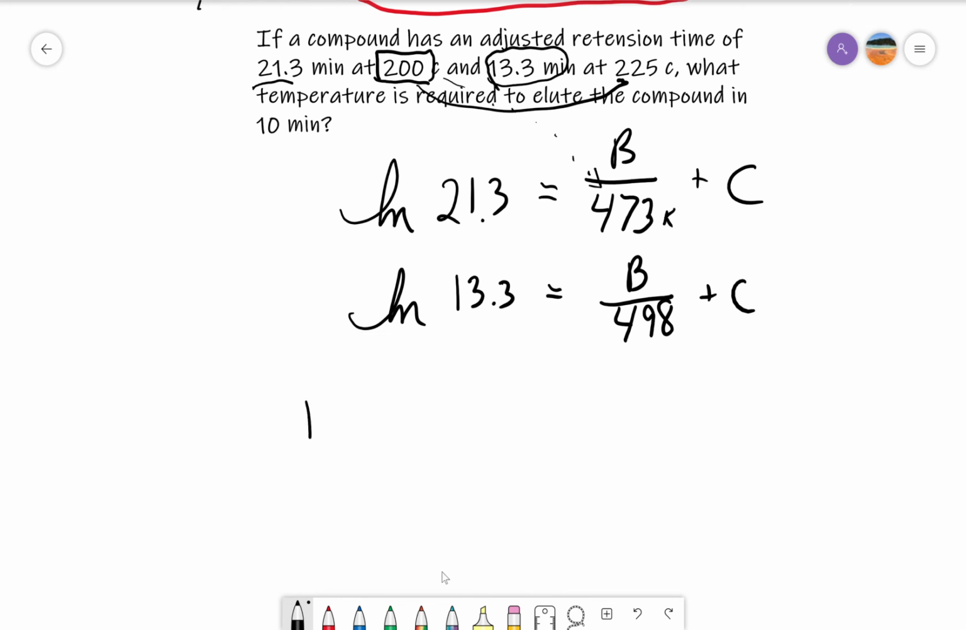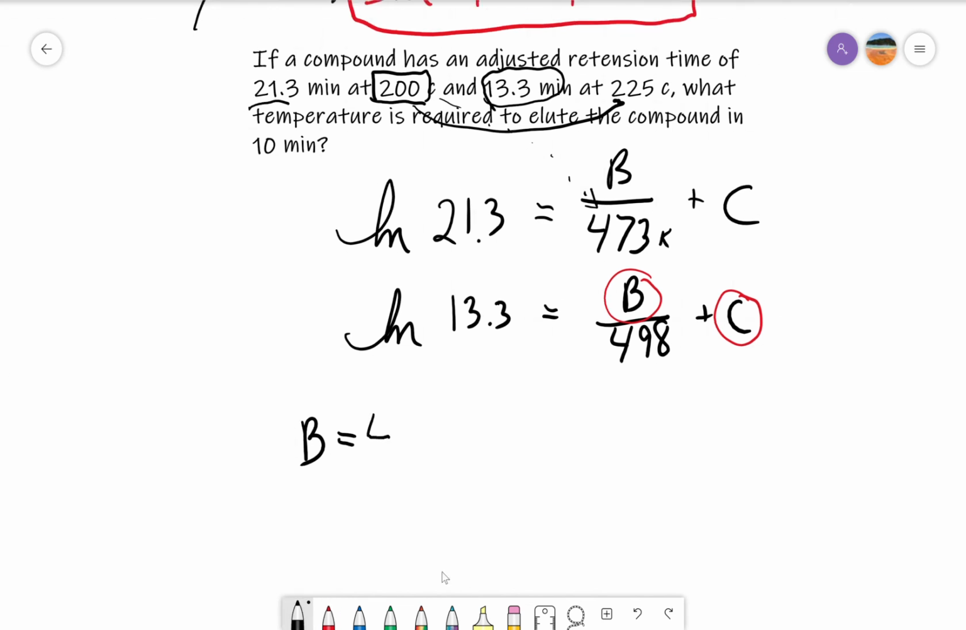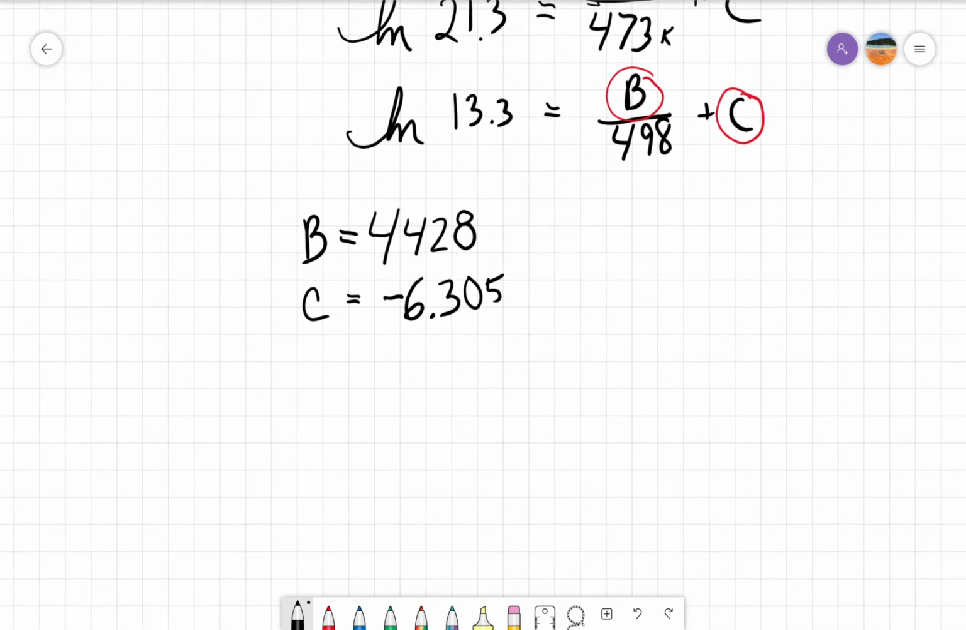Algebra ensues here, and we can solve for this constant and this constant by simultaneous solutions of those two equations. From that, we get a B of 4,428 and an intercept of minus 6.305 if we push it to a ludicrous number of significant figures.